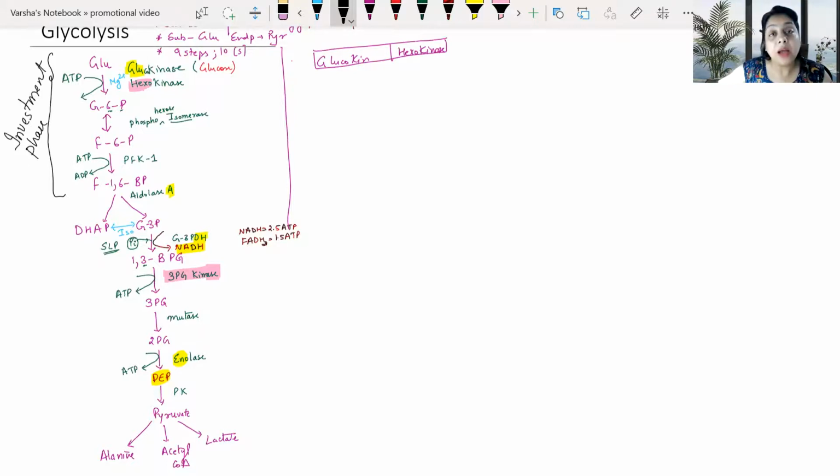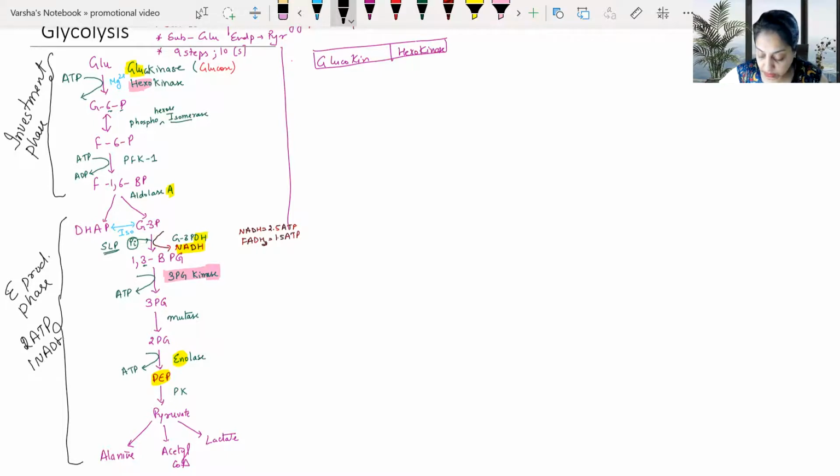Initially you do the investment, and finally what we are getting after this is NADH. Right? So this is the payoff phase, or you can call it the energy producing phase. And what is the beauty of this phase? You get two ATP actually at two places, and you get one NADH. Write it down. And that is times 2.